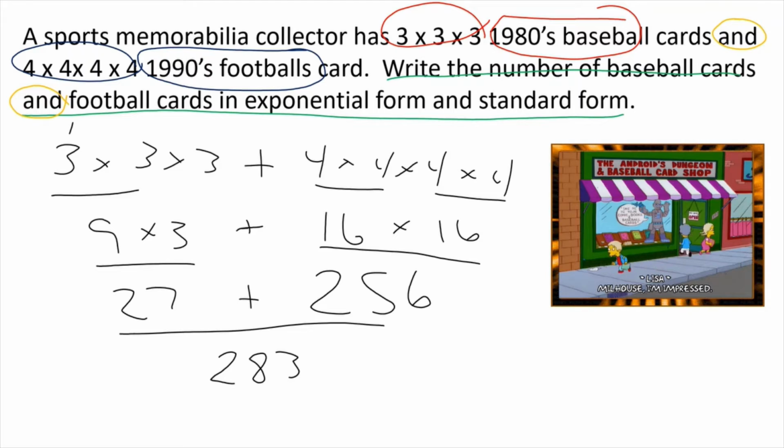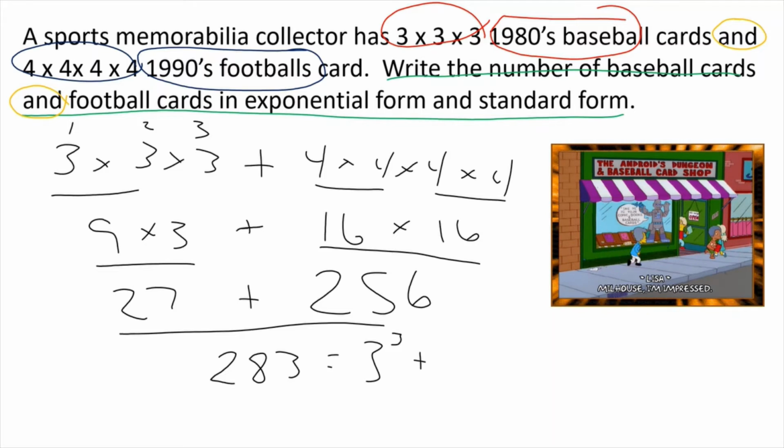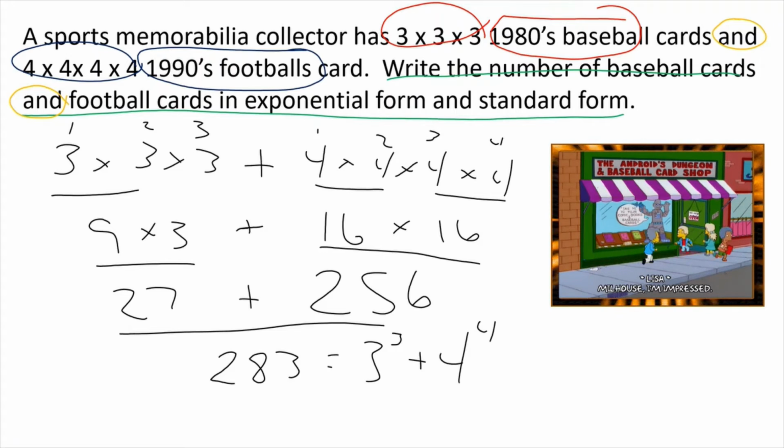Now, before I move on, I want to write it exponentially. And all I would do is simply count how many 3s I got. I have 3 3s. So 3 3s would be 3 to the 3rd power, plus 4 to the 4th power. Now let me check my work.